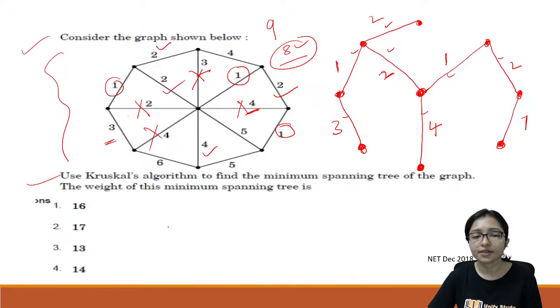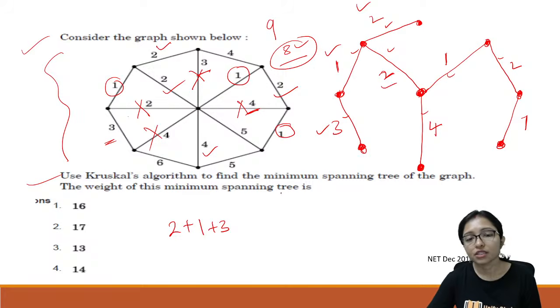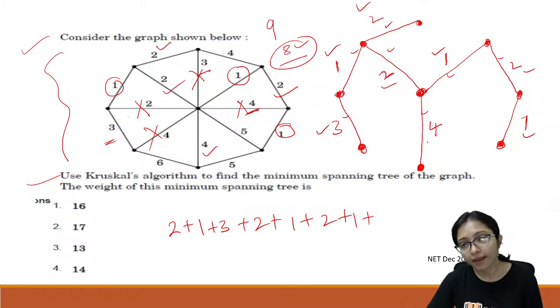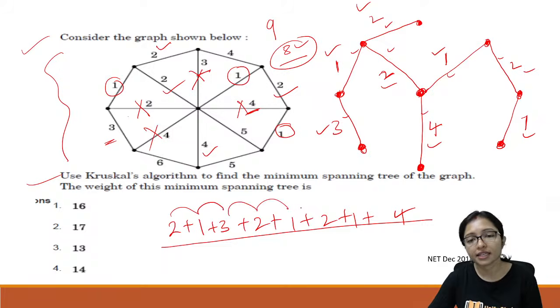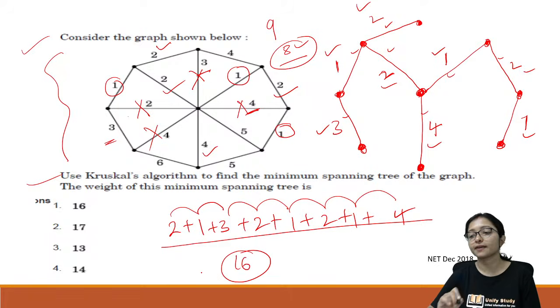Now add it: 2 plus 1. This is 2, then 1 plus 3. Now you can see this one is 2 plus 1 plus 2 plus 1 plus 4. So just add it: 3, 6, 7, 8, 9, 10, 11, 12 plus 4, 16. So the answer will be 16.